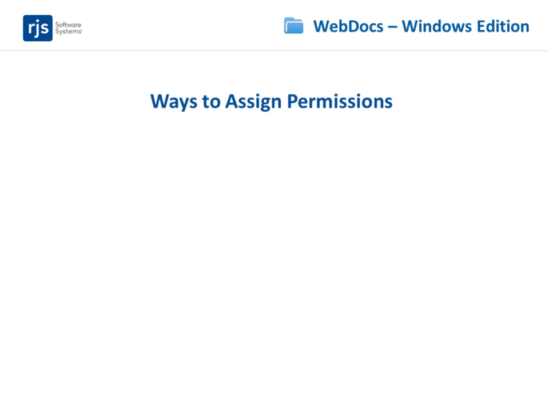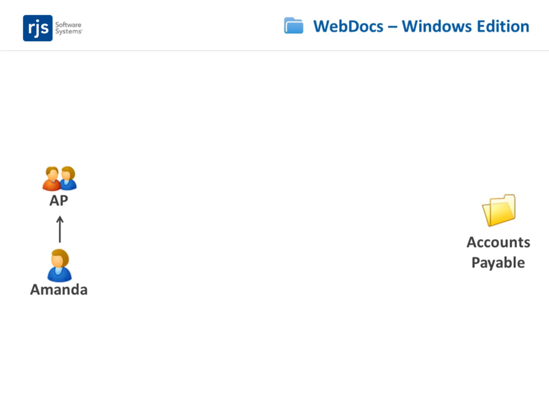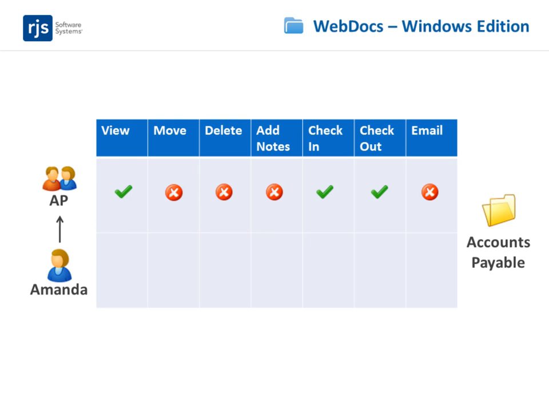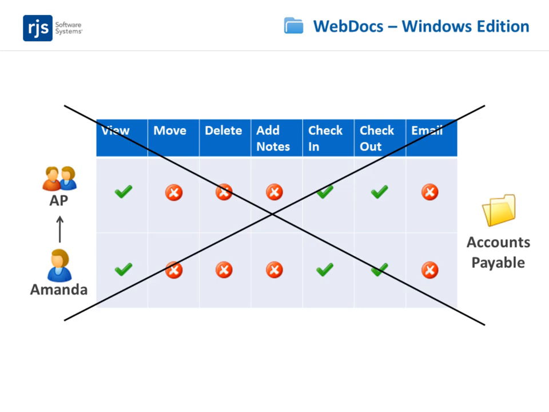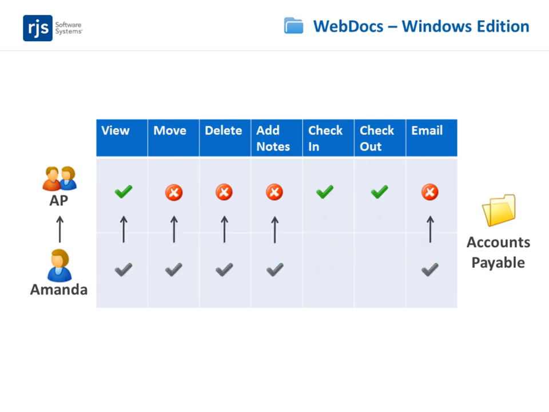You can assign each of these 7 permissions in 3 ways. You can allow the permission, you can deny the permission, or you can set the permission to be inherited or unspecified. When a permission is inherited, it just means that it has been set elsewhere. For example, Amanda is in the accounts payable group. The accounts payable group has these permissions. Amanda automatically inherits the same permissions. You don't have to set her individual user permissions unless you want to deny her some of the permissions that the group has.